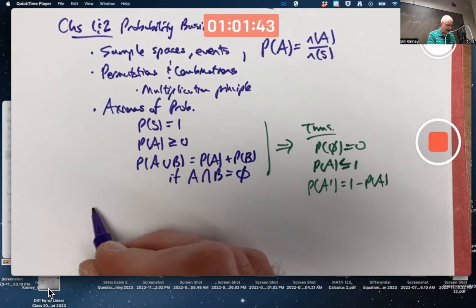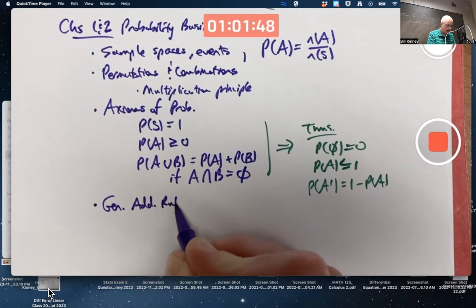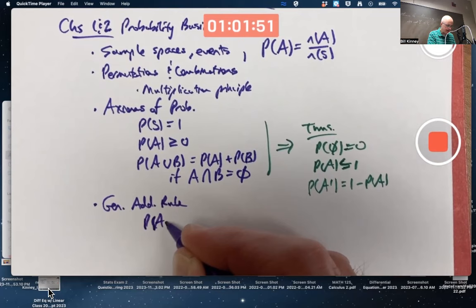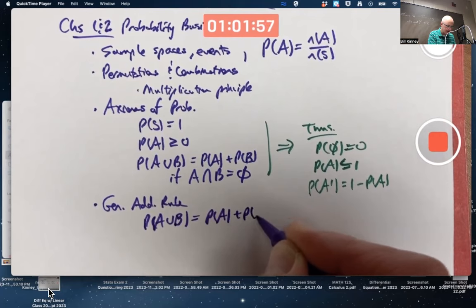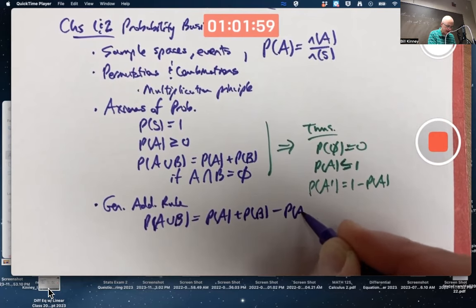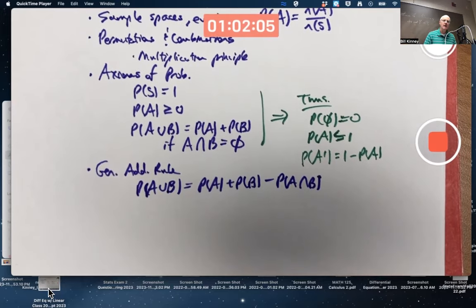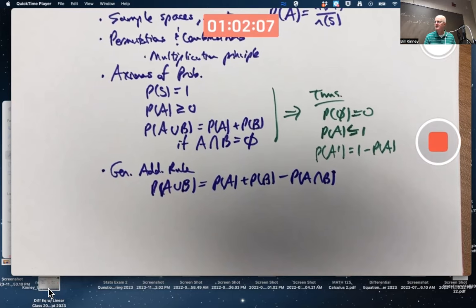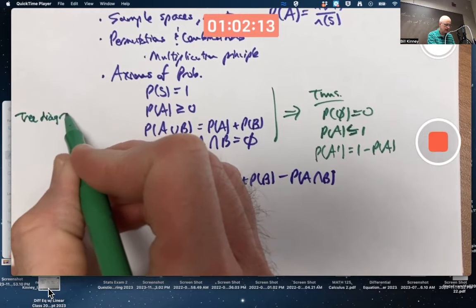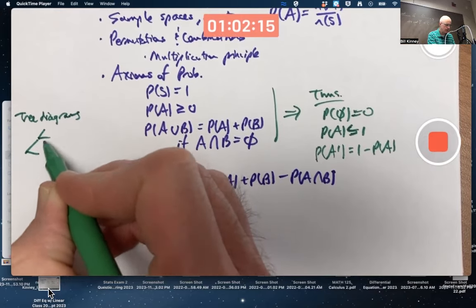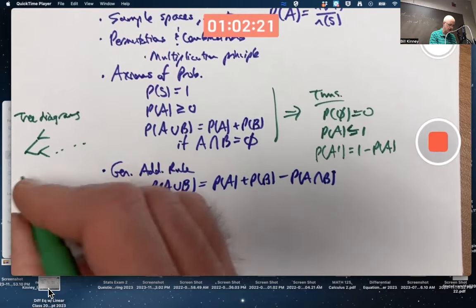Then we got into more complicated kinds of rules. There's the general addition rule. In general, the probability of A union B, A or B, is the probability of A plus the probability of B minus the probability of A intersect B. In all these things, by the way, we also had our problem-solving tools like tree diagrams. Problem-solving tool. Technically, sometimes charts are helpful.